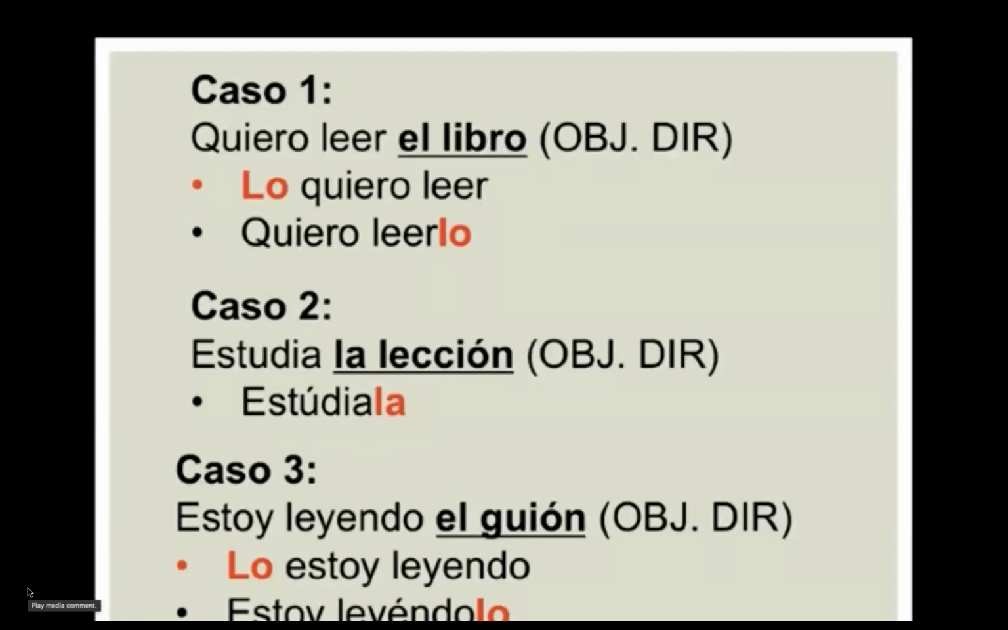Case number 3. The direct object pronouns may precede or be attached to the verb when using the ing form. That is, ando or endo. Like in the example, estoy leyendo el guión. I am reading the script. Lo estoy leyendo o estoy leyéndolo.